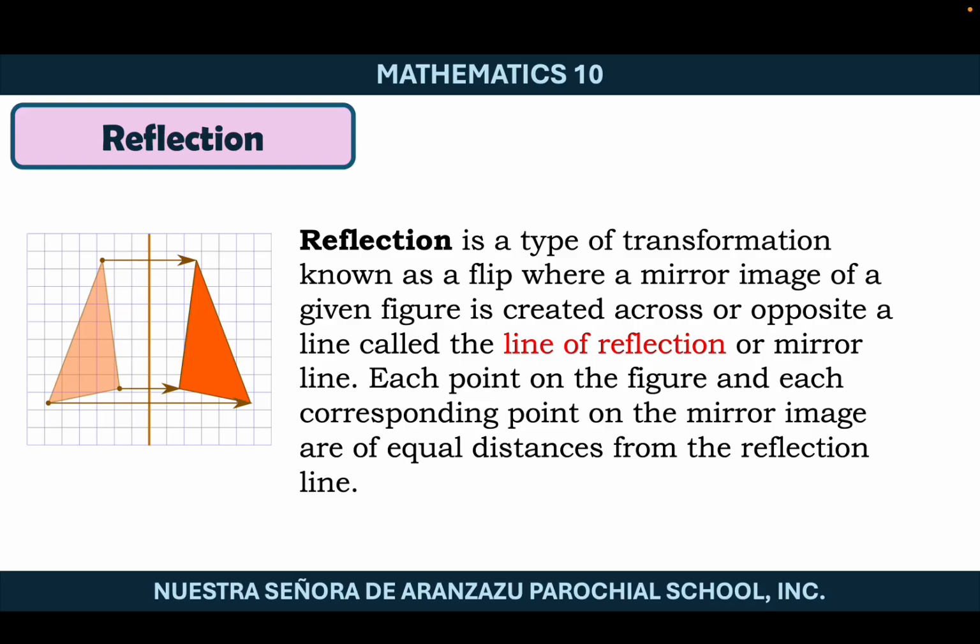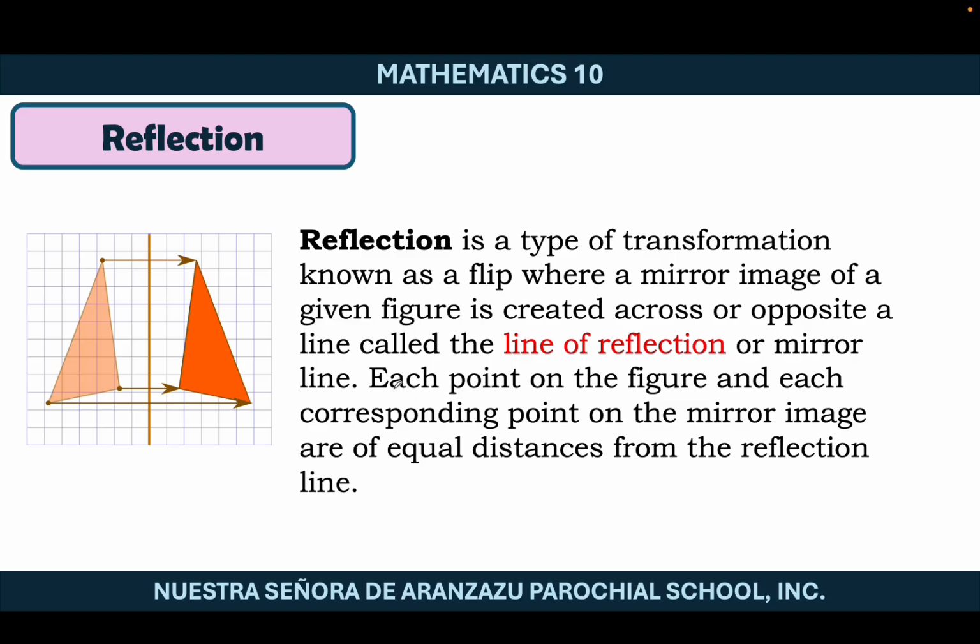So ibig sabihin, when the given object and the reflected object are separated by a line, which is yung line of reflection. Like for example, on this figure. So yung line na to represents the line of reflection. This can be the original image, then the reflected image is this one.